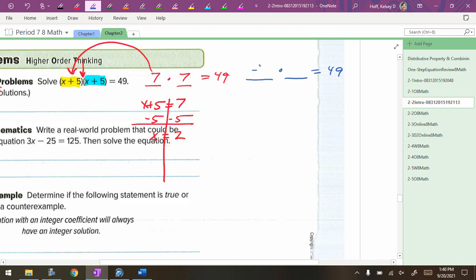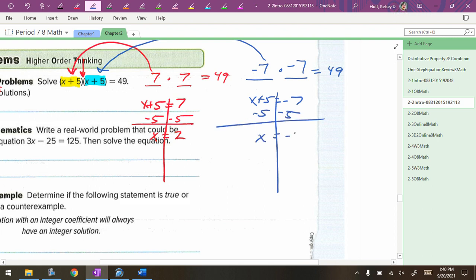Negative 7 times negative 7. So that also would work. x + 5 could equal negative 7. Subtract 5, and that's how you wind up with negative 12. Okay? Honestly, did I expect you to get that right? No, I did not. Yes, you will get it right.